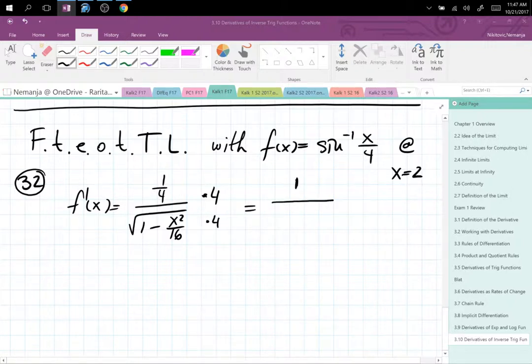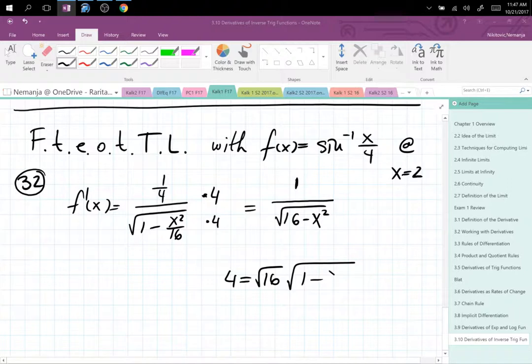Now when 4 goes under the square root, it becomes 16. So we get 16 minus x squared. Right, 4 is equal to square root of 16. So when you are multiplying that into 1 minus x squared over 16, 16 times 1 is 16, and over here 16 and 16 will cancel, so you have 16 minus x squared. We'll use this algebra again with functions in chapter 4. So that's done.